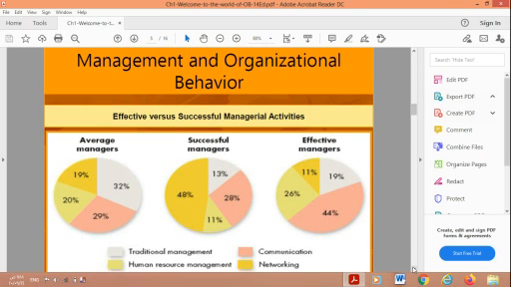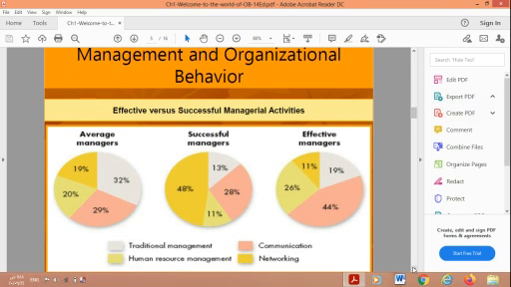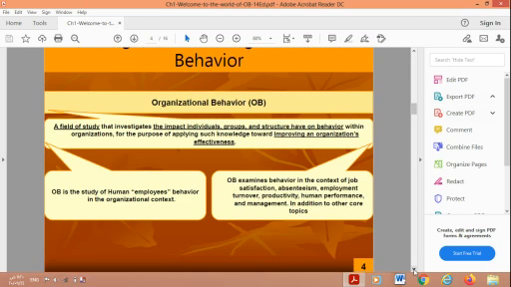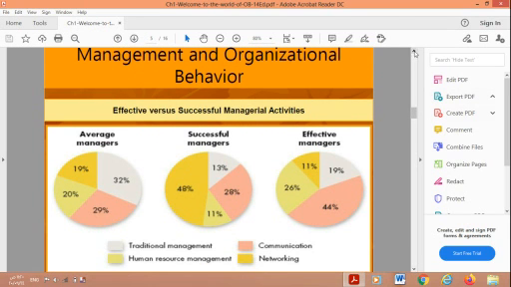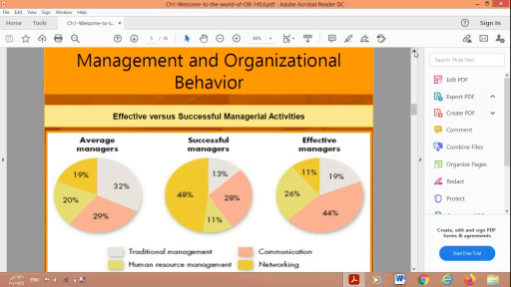Okay, so go to the next slide. Okay, the next slide, management and organizational behavior: the effective versus successful managerial activities. In your book, there is a study by a researcher whose name is Luthans, Fred. This study was applied to 450 managers.